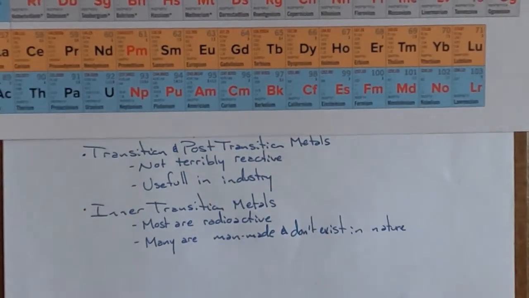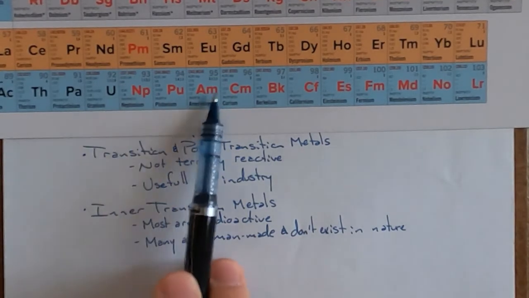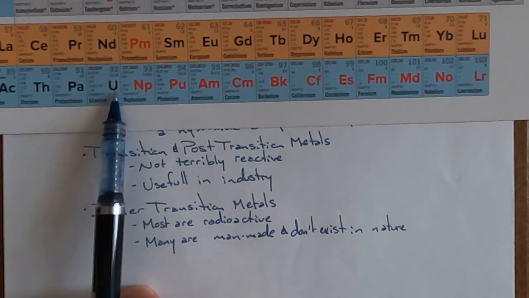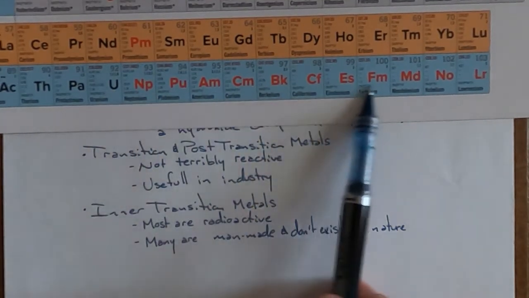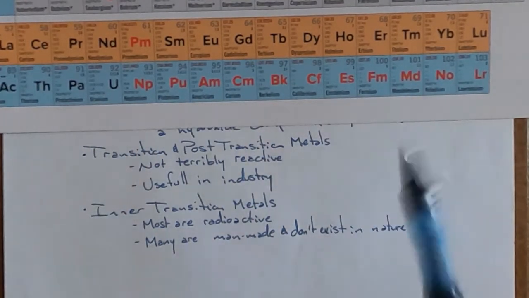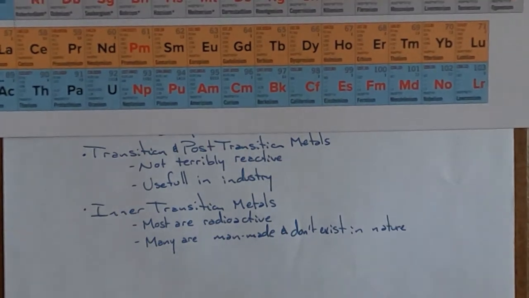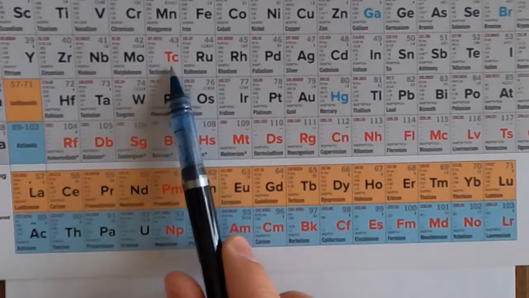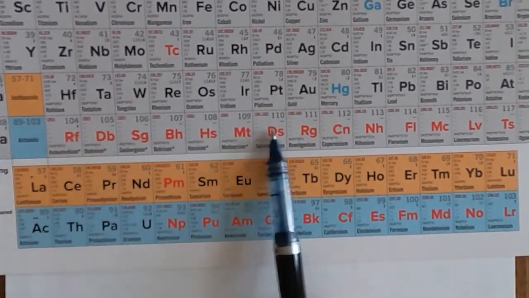You can see based on the color coding, the red elements are ones that do not occur in nature. Anything past uranium does not occur in nature on Earth, and they have been created in labs or in particle accelerators. You can see some others that are color coded that way. That's what the red color coding means here.